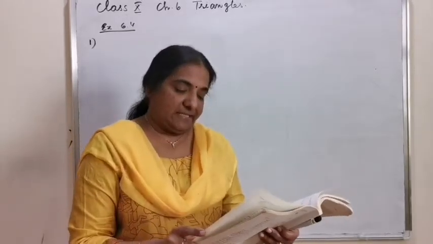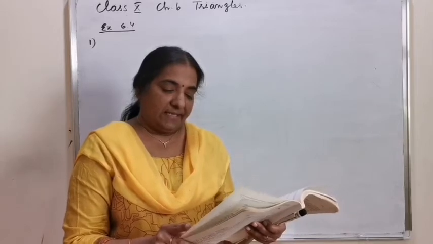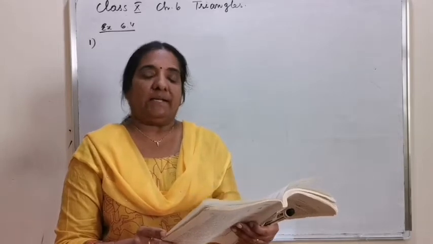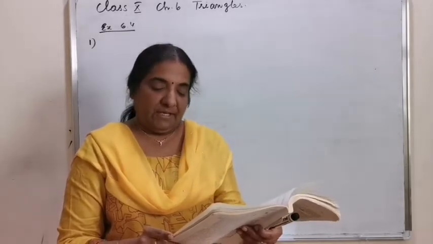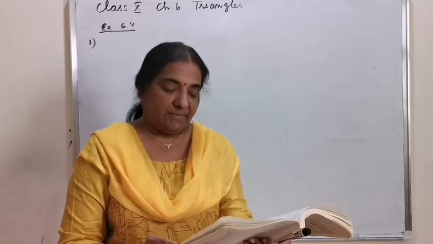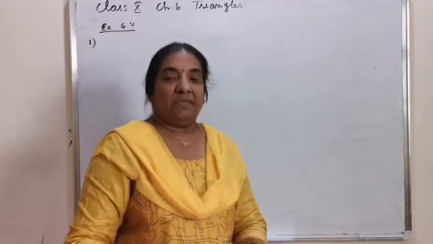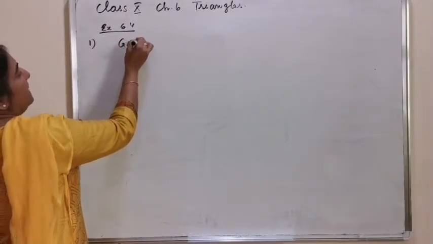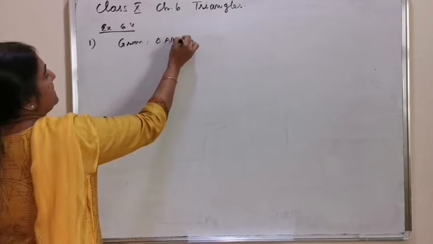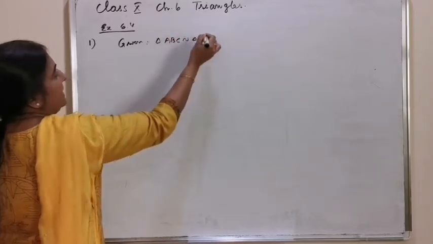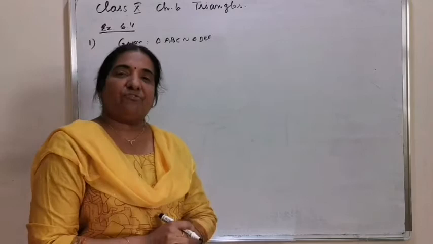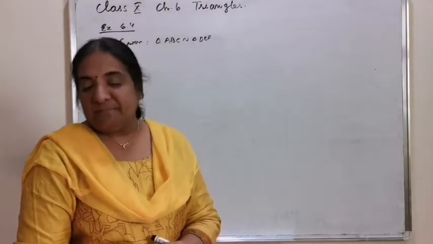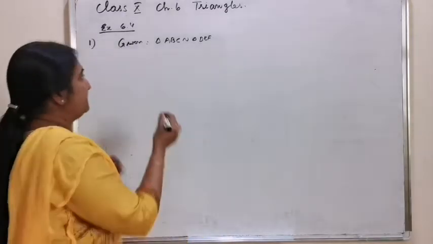Let triangle ABC be similar to triangle DEF, and their areas be respectively 64 cm² and 121 cm². If EF is equal to 15.4 cm, find BC. It is already given that the triangles are similar, and the measures of areas are given. Directly we have to apply the formula and then get the missing side.